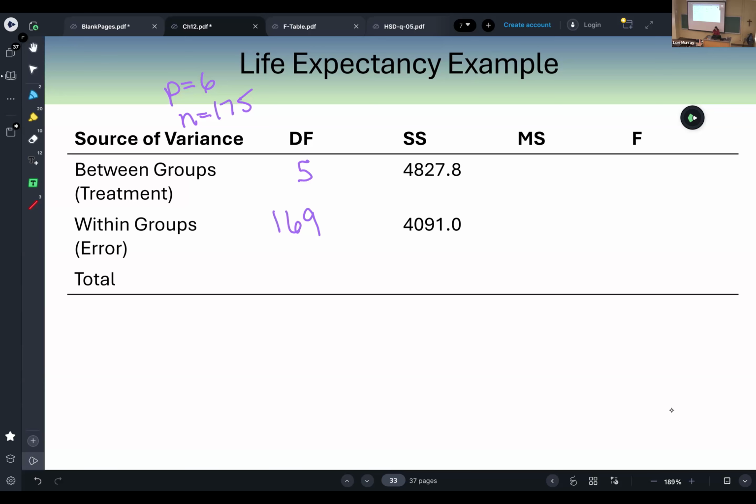Right. And then the total is 174. The total is always n minus 1. We have 175 countries, subtract 1, we get 174. Now, how do we get the mean square for the treatments? We can just take the sum of squares for the treatments, 48.27, subtract 8, divide by 5. And that will give us, and please verify, jump in and let me know if you get something different, please.